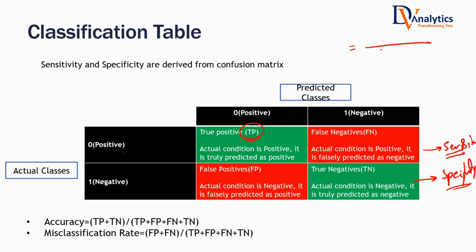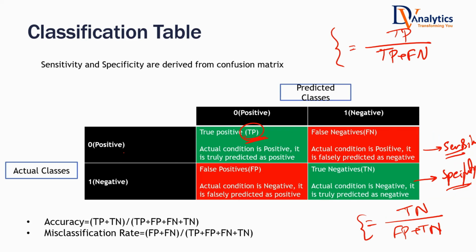The denominator will be the overall number of records: true positives plus false negatives. What will be in the numerator? The numerator would be true positives. That is the formula for sensitivity. Tell me the formula for specificity. The denominator will be false positives plus true negatives. And what is the numerator? The right predictions, true negatives. You don't really need to worry about all these formulas.